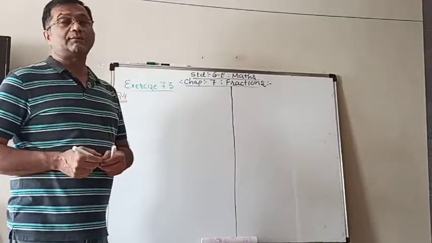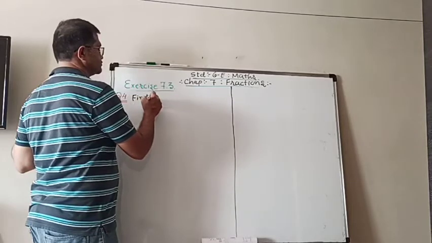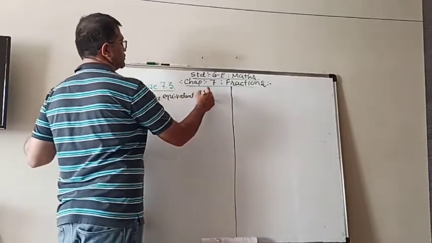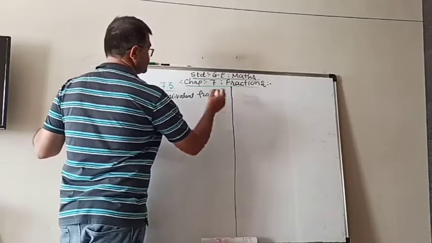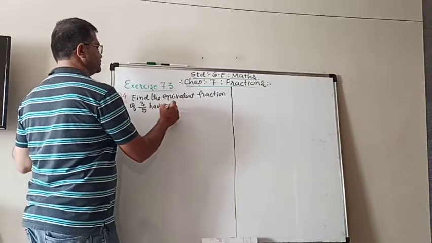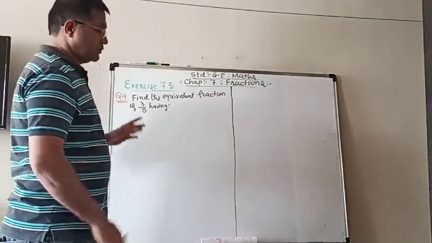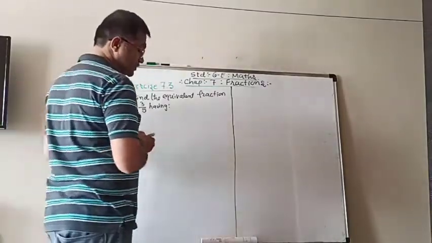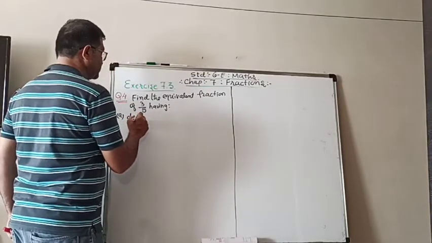So now question number 4. Find the equivalent fraction of 3 upon 5 having. In all the given parts, we have to find the equivalent fraction of 3 by 5 according to the given condition. First, denominator 20.